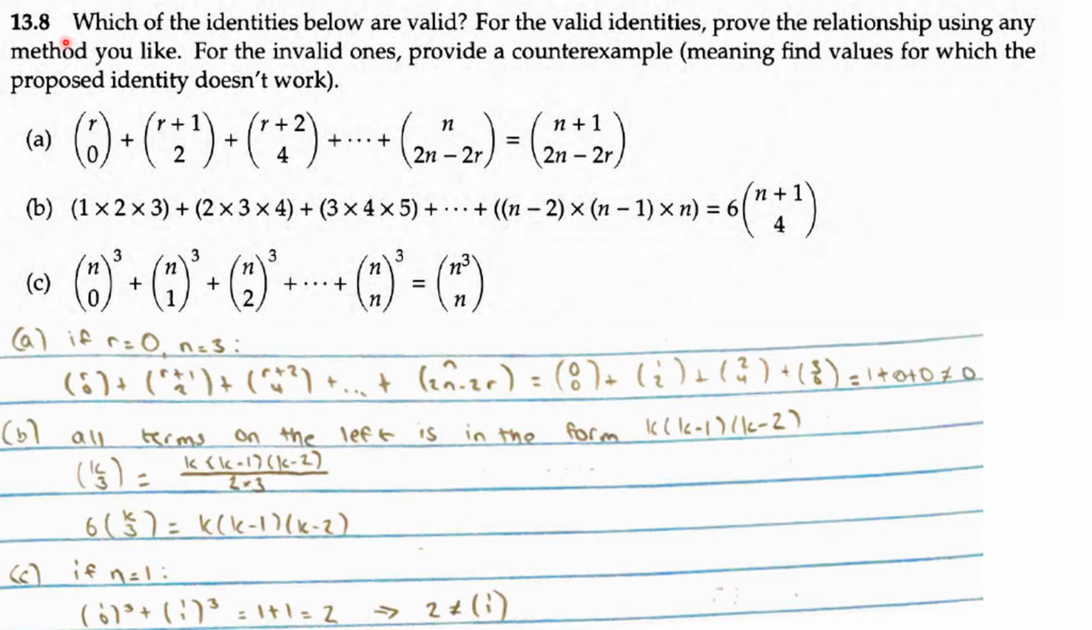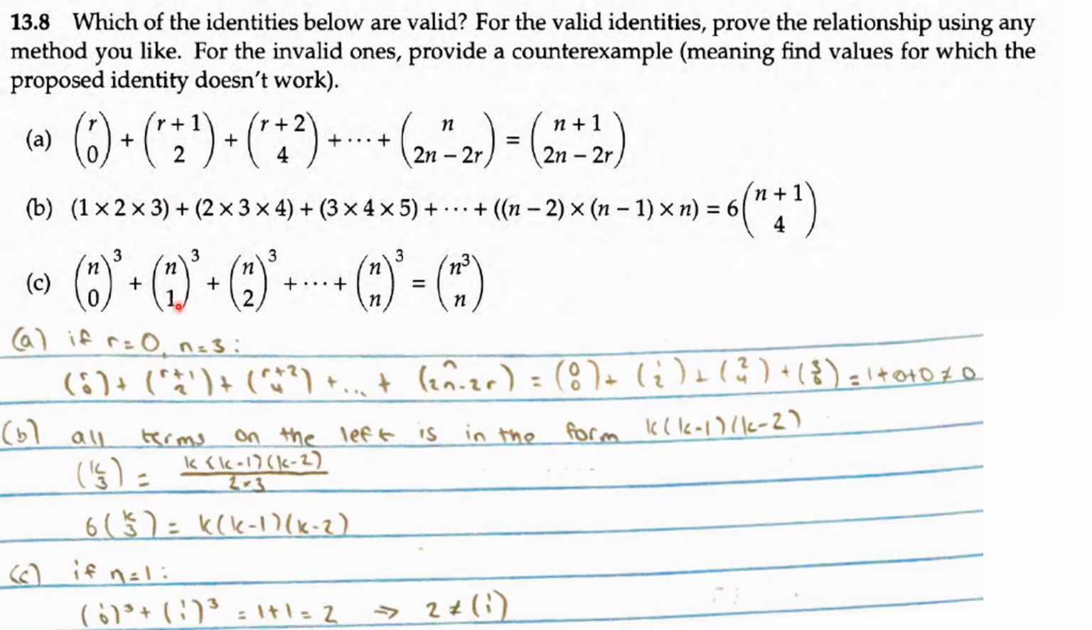AoPS counting and probability 13.8. Which of the identities below are valid? For the valid identities, prove the relationship using any method you like. For the invalid ones, provide a counterexample, meaning find values for which the proposed identity doesn't work. So A is this.